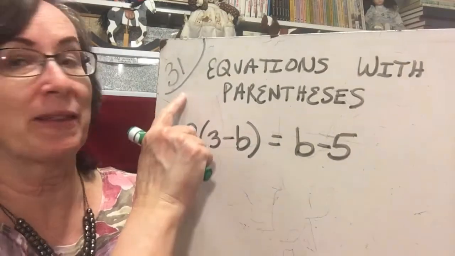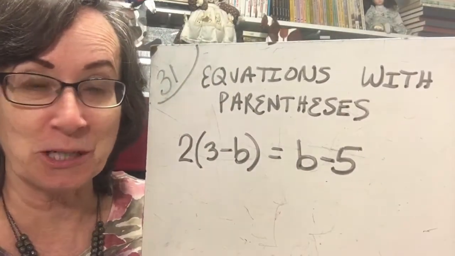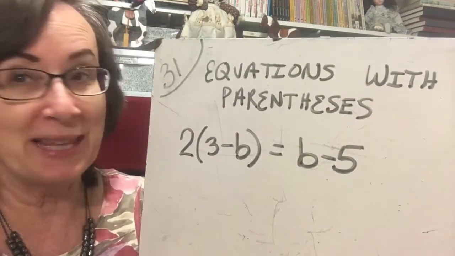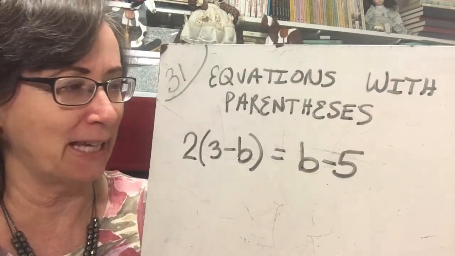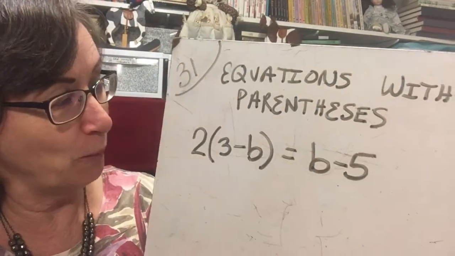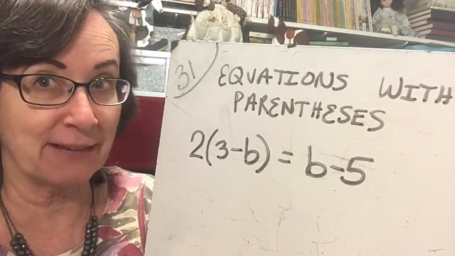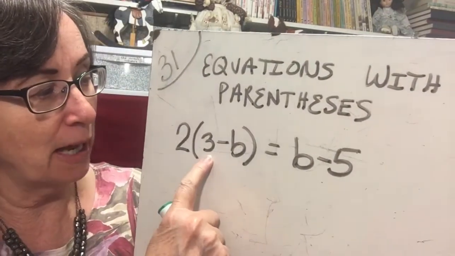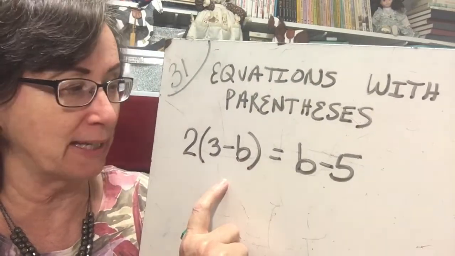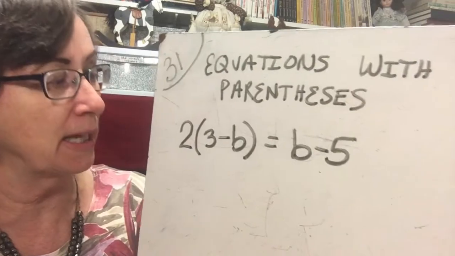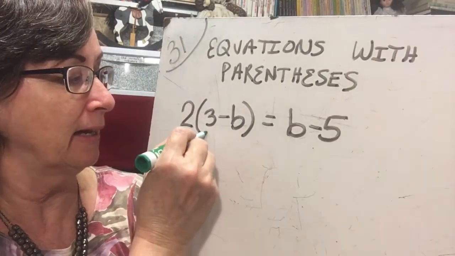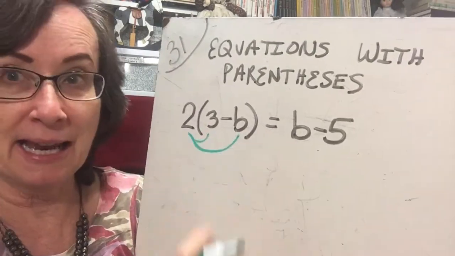Today we're here with Lesson 31 in your Saxon Orange Book, and we're talking all about equations with parentheses. This is a fun lesson because we're just learning how to solve equations. When we have a parenthesis, we always have to do what's in the parenthesis first. But since a 3 and a negative b are not like terms because they don't have the same variable parts, then we will distribute. So 2 times 3 and 2 times negative b.